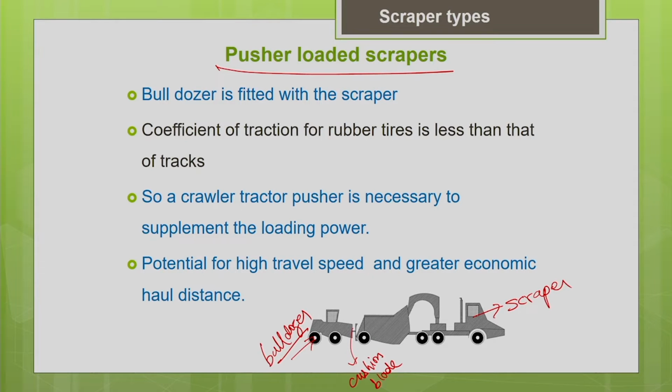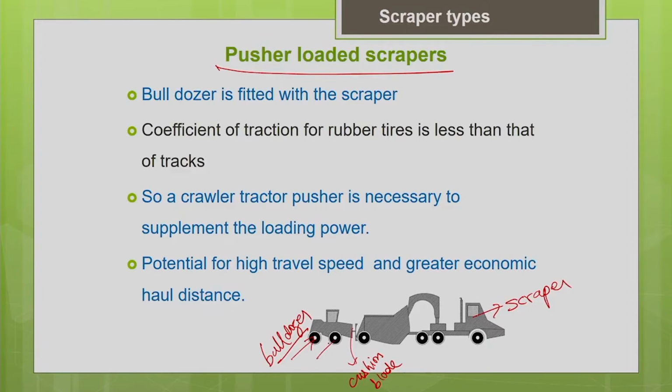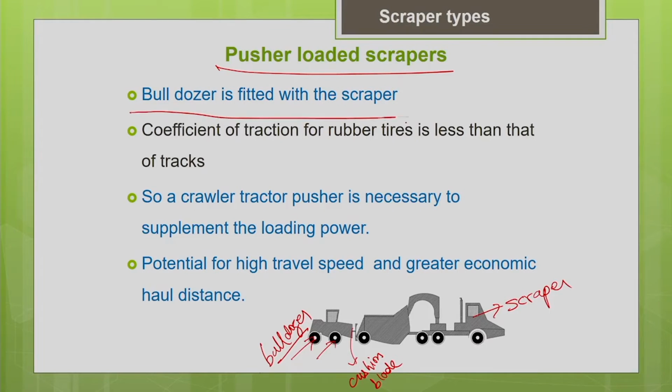You know that scrapers are tire mounted, normally wheel mounted machines. For wheel mounted machines, the tractive effort generated will be lesser when compared to crawler or track mounted machines, so the coefficient of traction will be poor. To supplement the loading power of this wheel mounted scraper, you can take the help of a crawler mounted or track mounted bulldozer. In this picture I have shown you a wheel mounted bulldozer. You can still go for a crawler mounted bulldozer so that you can further increase the loading power of the scraper. So the main thing is fitting the scraper with the bulldozer.